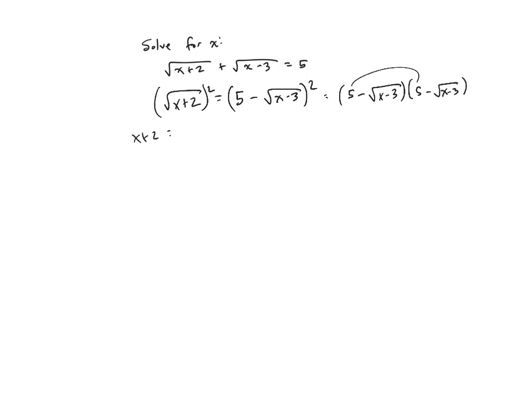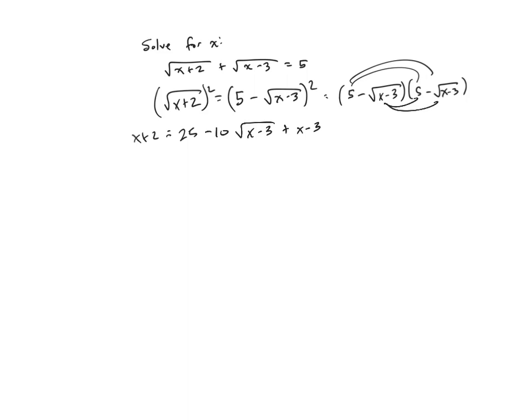So 5 times 5 is 25. You have 5 times the negative square root, and the same 5 times that negative square root, so that's negative 10 of that square root. And then negative square root times the negative of the same square root would give me positive the stuff that's inside.